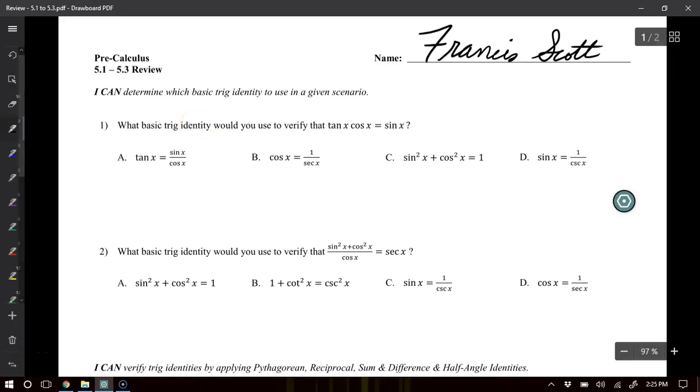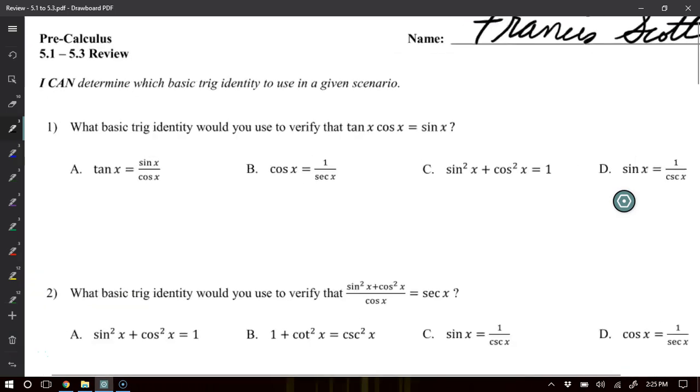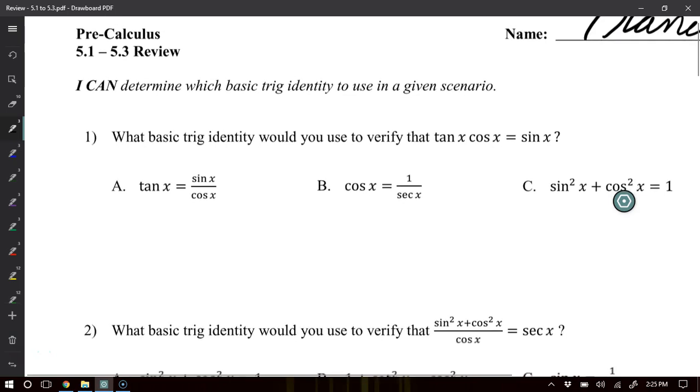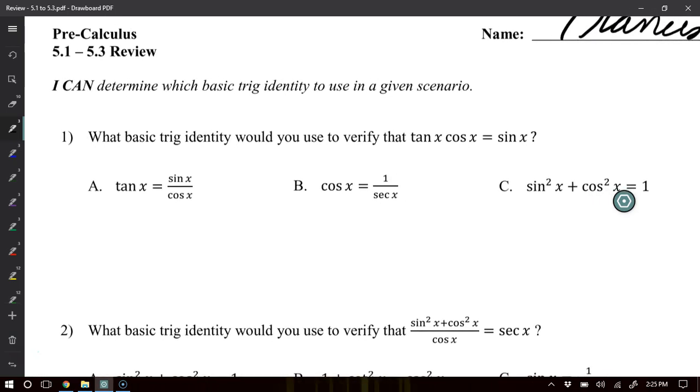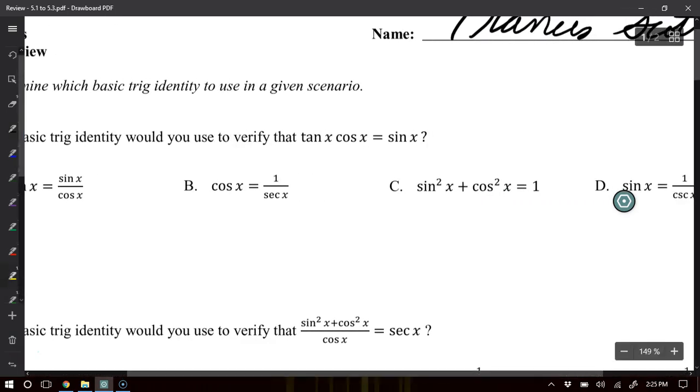In this video, we're going to walk through how to do the 5153 review worksheet. And so the first problem that we're dealing with is a multiple choice. What basic trig identity would you use to verify that tangent of x times cosine of x equals sine of x?